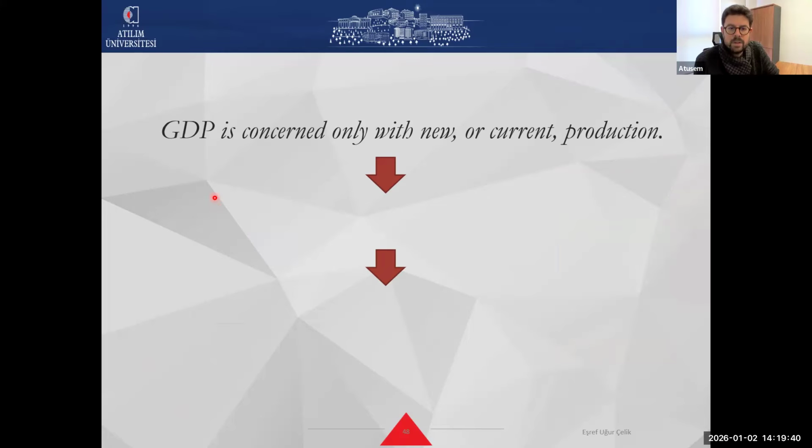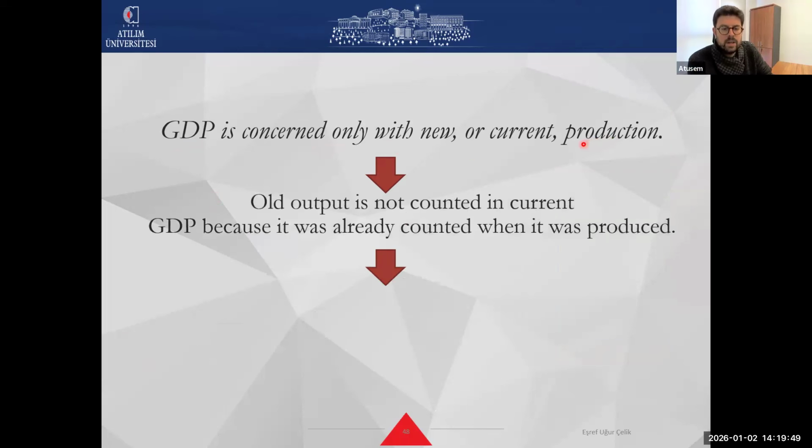These are not really important, but let's look at it. GDP concern, this is the information about the GDP. New or current production. Old output is not counted in current GDP because when it was produced, its value was already included in GDP. What if we count it? That is the double counting error.